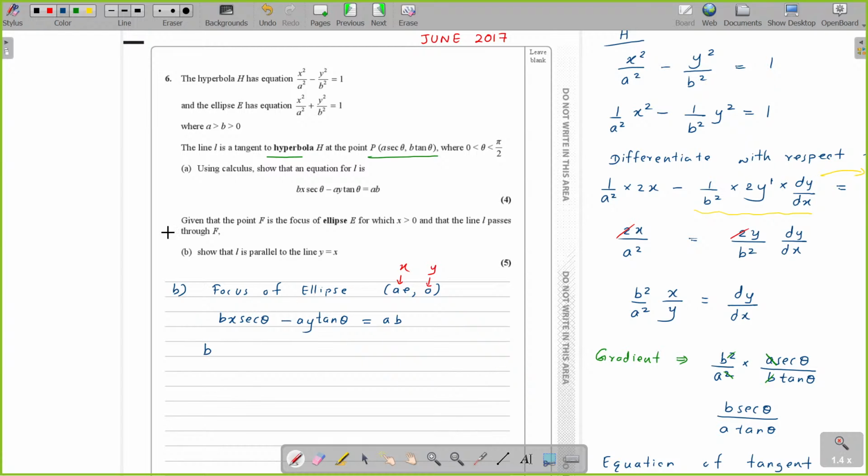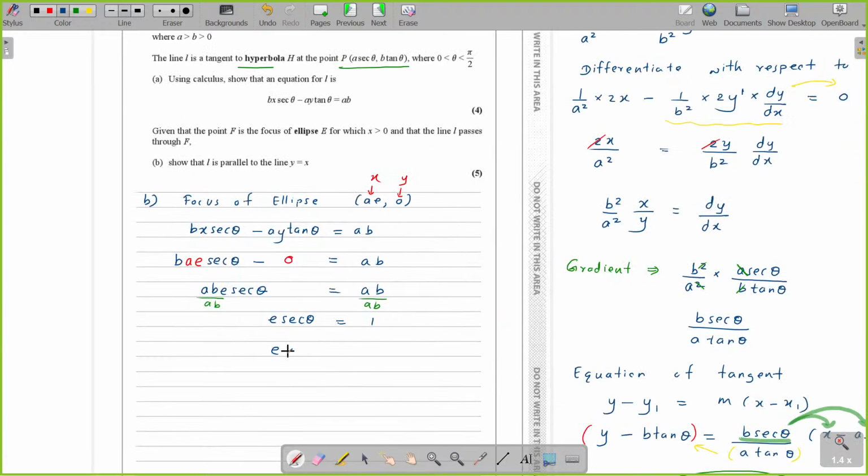So what do I get here? b times ae sec theta minus, of course, if y is 0, a times 0 tan theta means the entire term is 0. Multiplying by 0, everything is 0. Equals ab. Do you agree with me? So what do I get here then? abe sec theta equals ab. I can actually cancel out ab, right? If I divide both sides by ab, you can see ab cancels out and I get e sec theta equals 1. Sec is 1 over cos, and I get e equals cos theta. So I get e equals cos theta.